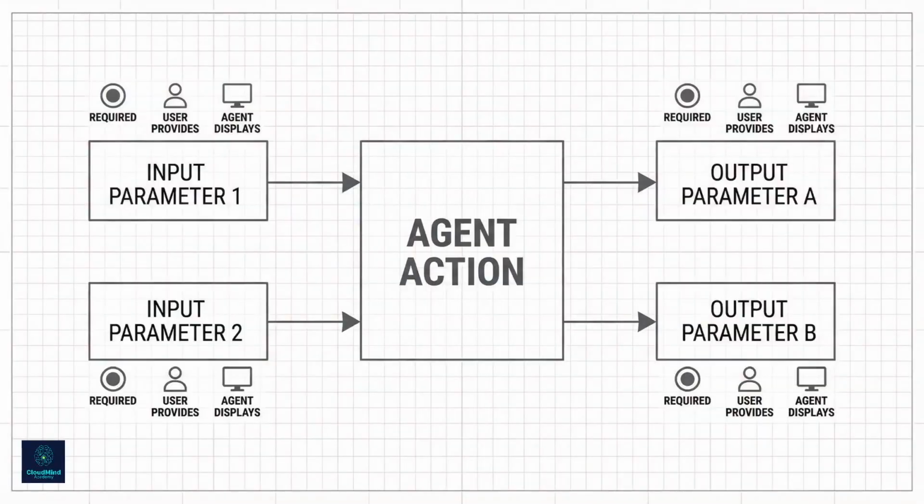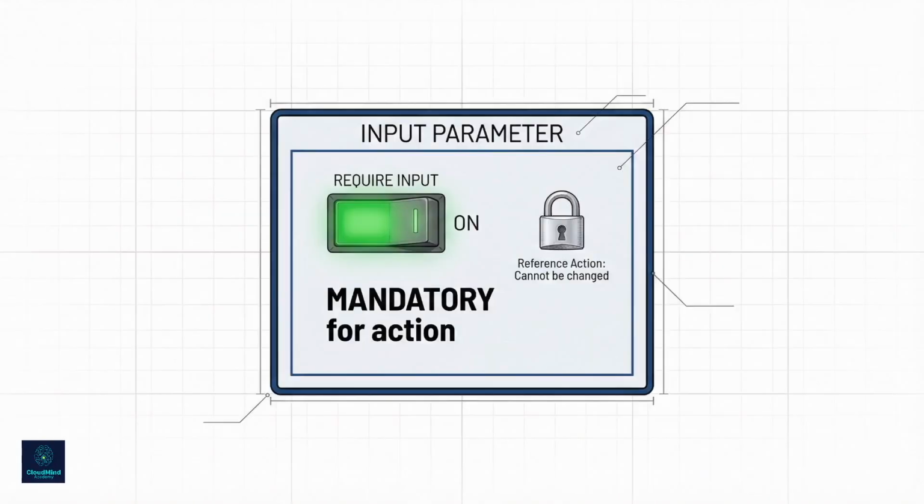Every agent action has input parameters and output parameters. Salesforce provides specific controls for each one. These controls decide what is required, what the user needs to provide, and what the agent can display.